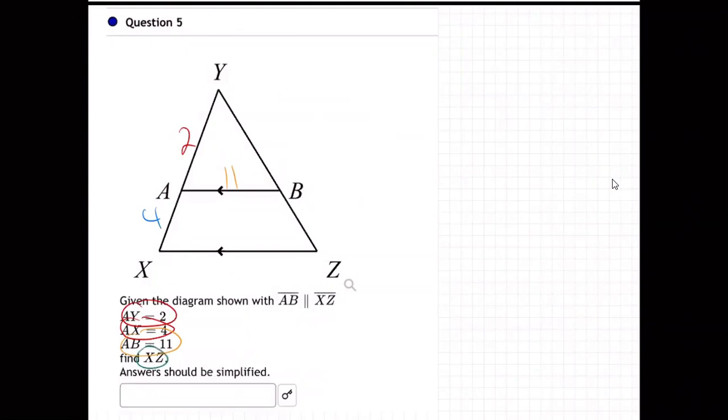Find XZ. So they want me to find this bottom side right there. Well, first off, are those triangles, which two triangles? Well, let me do this. Let me write for you the common mistake. They're trying to trick you on this one. Let me help you not be tricked.